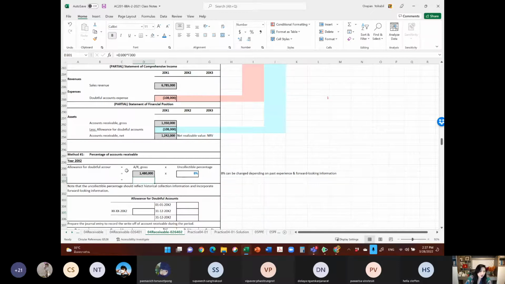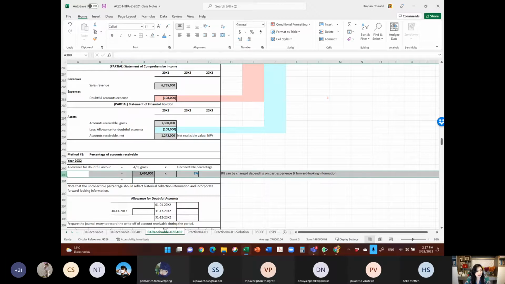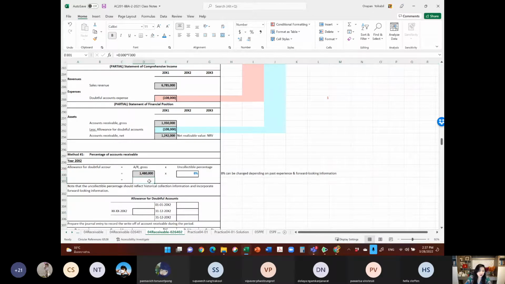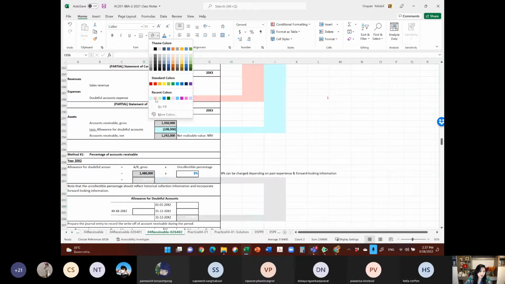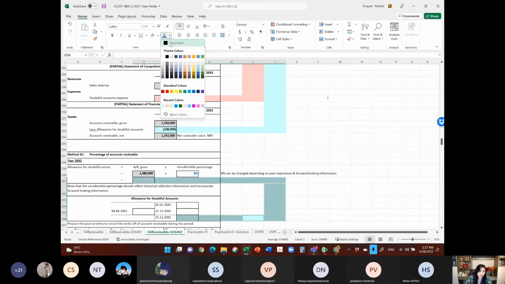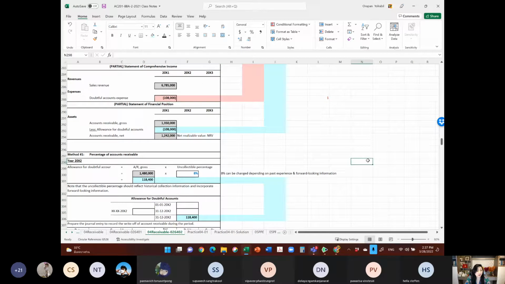Now, if you take 1.48 million and then multiply that by 8%, what you're going to have is the ending balance of the allowance that you want. So from this calculation, the allowance balance that you want at the end is 118,400. From this calculation, the result that you're going to get would then be the balance of the allowance.